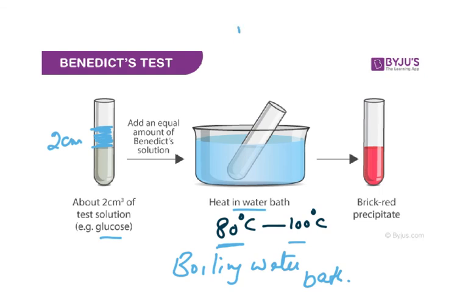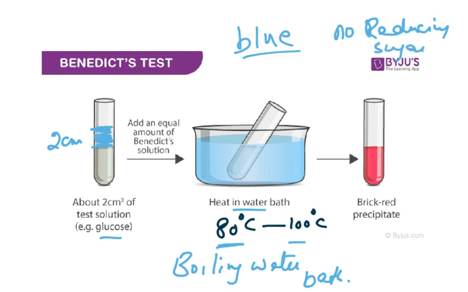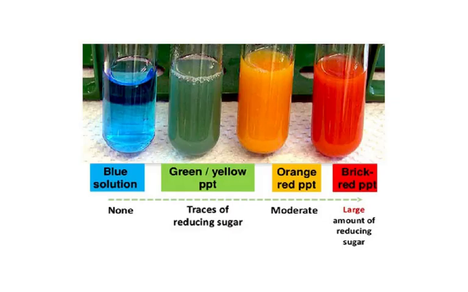If the color remained blue, then it means there is no reducing sugar in it. But if it turned to a brick red precipitate, that means reducing sugar is present. Now, this is also called a semi-quantitative test because it roughly tells you the quantity of reducing sugar in it. So if it remains blue, no reducing sugar. If it's green or yellow, then traces of reducing sugar. Orange, moderate, and brick red precipitate means a large amount of reducing sugar present in it.